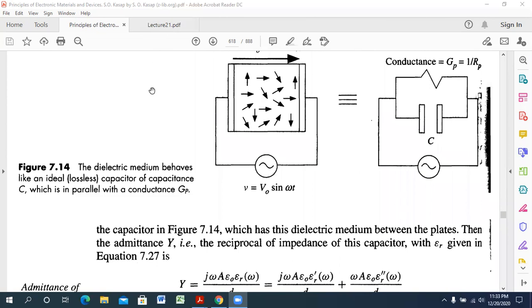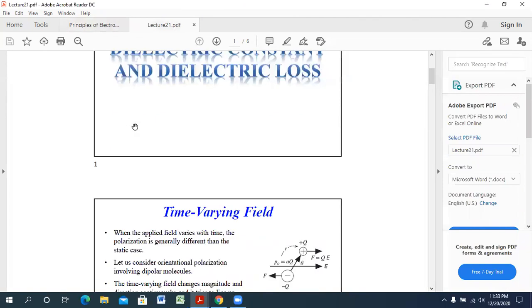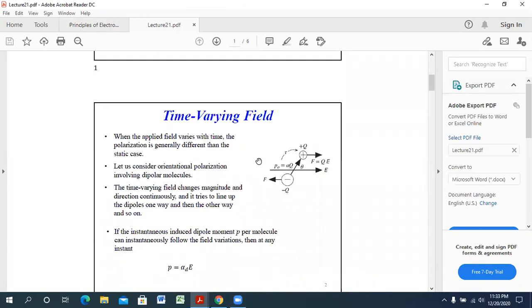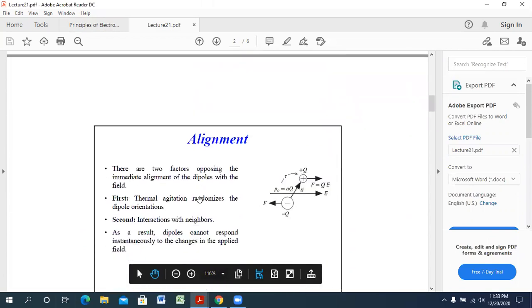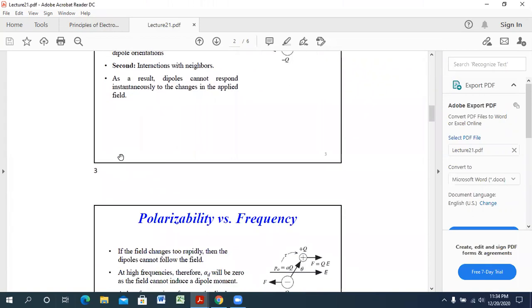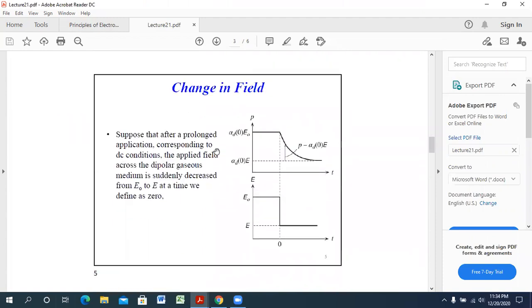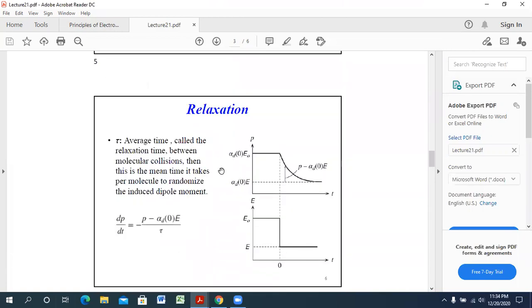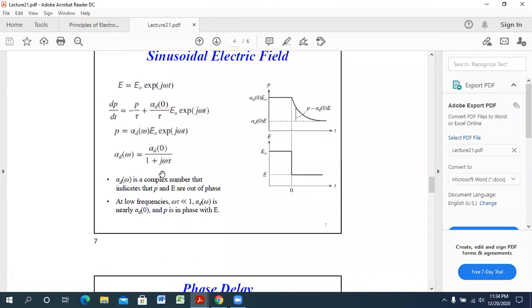Just now let me show the equations from Professor Boyd's lectures. We have already discussed this polarization, P equals alpha dE. Then for this alignment, I have already mentioned there will be two conditions. Then the polarizability and the frequency. Look, I have also discussed the change in the field, and what is the relationship between these two changing fields, this relaxation time, and we have also derived up to this.